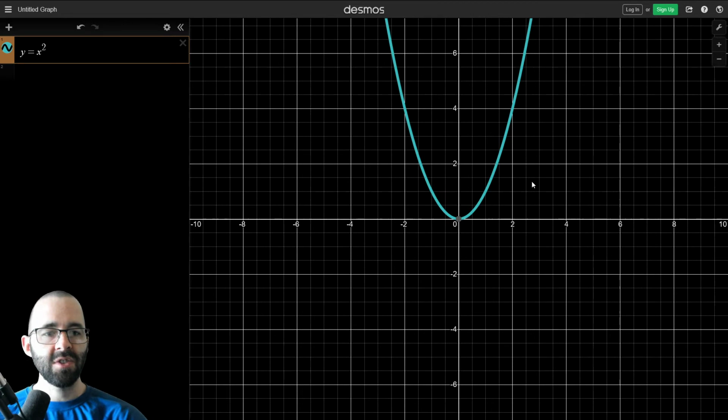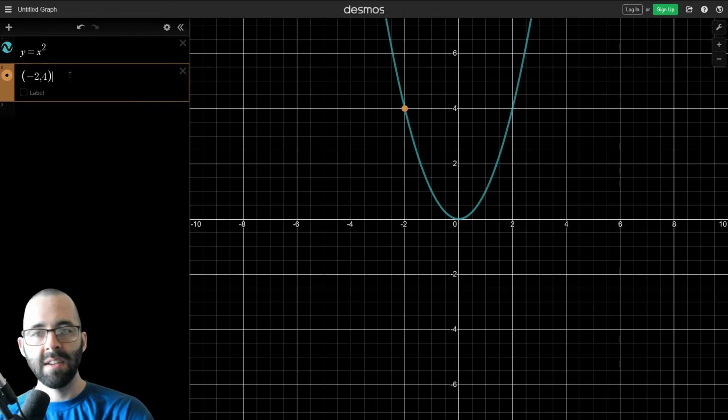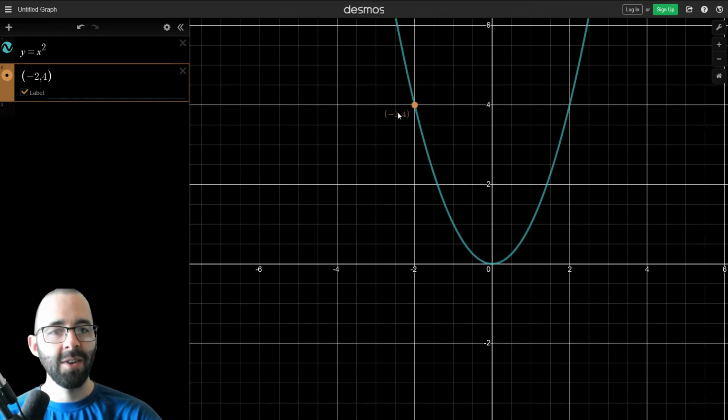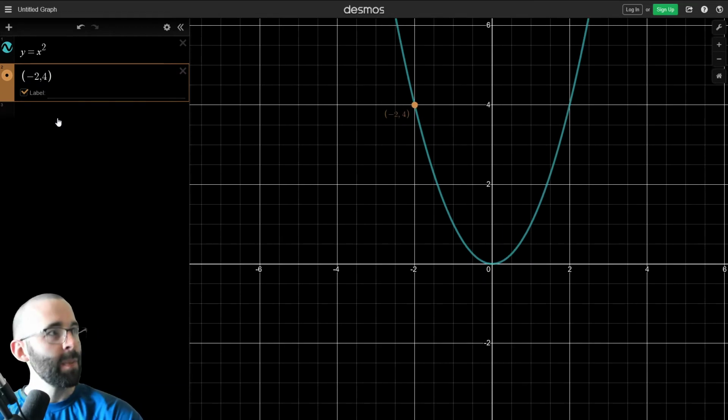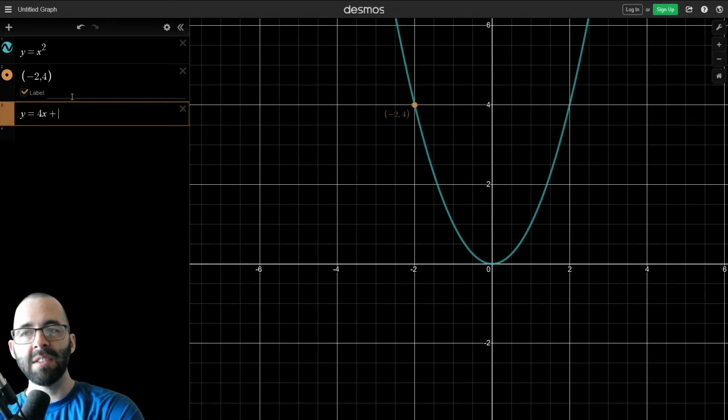So let's look at this function, y equals x squared. What are we asking? We're asking, what is the slope and the equation of the tangent line at this point, 2 comma 4? We got it right here. And we said the answer was y is equal to 4x plus 12.